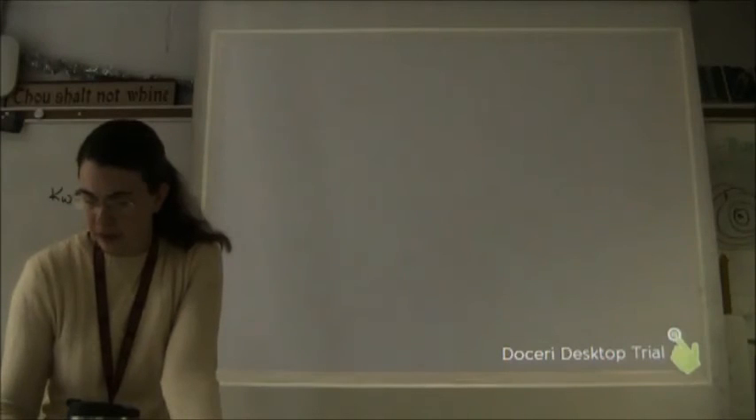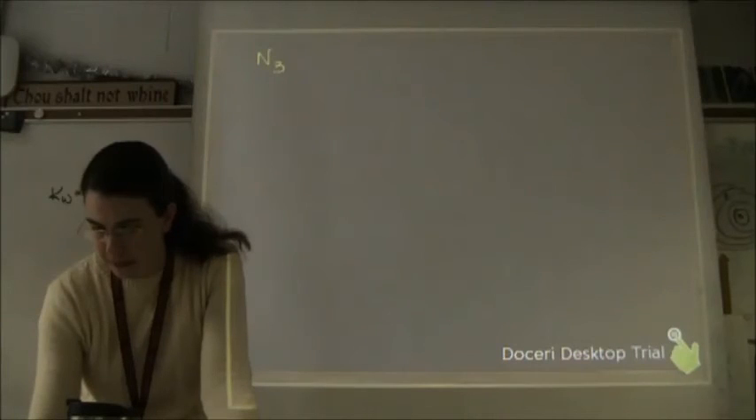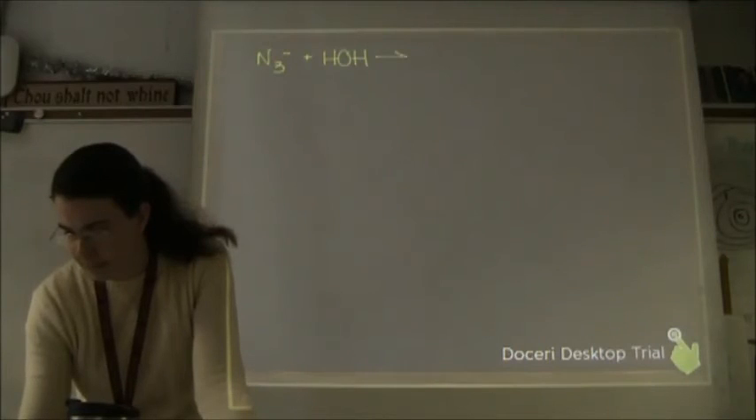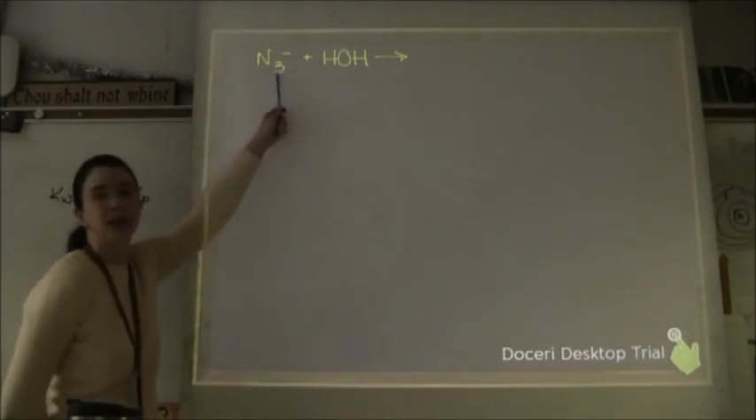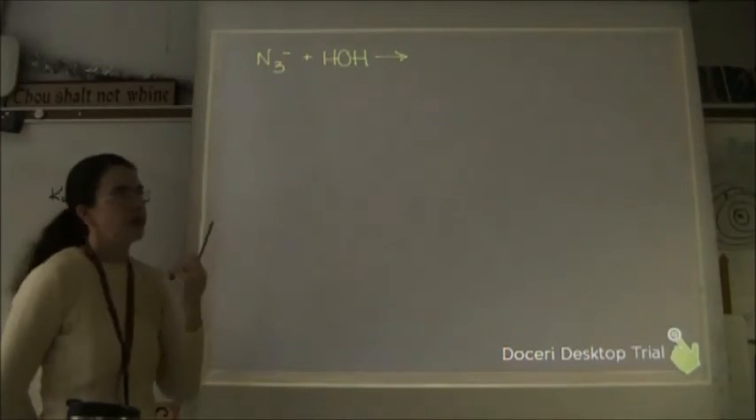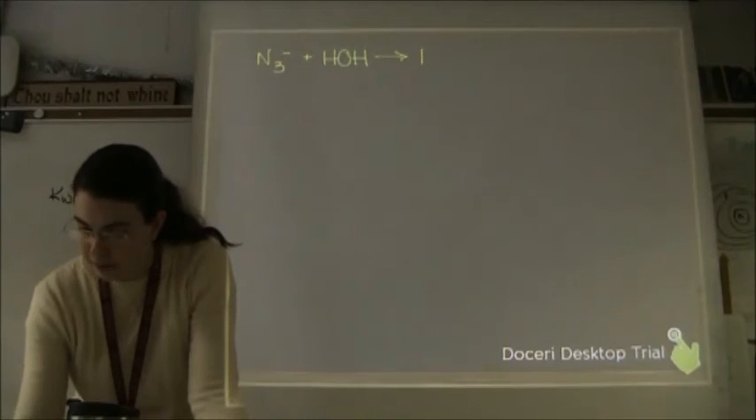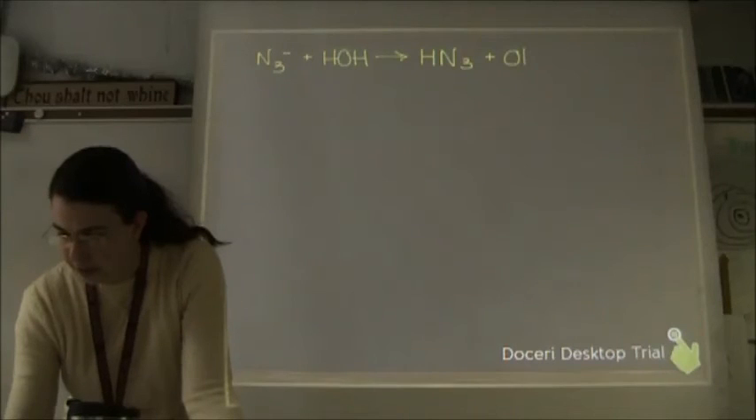So here we go. Let's write our reaction. Think about predicting products. The anion forms an acid, which means this must be a base. What do bases do? They accept a hydrogen. Can you tell me what then the formula would be? HN3. And what am I left with? You got it.